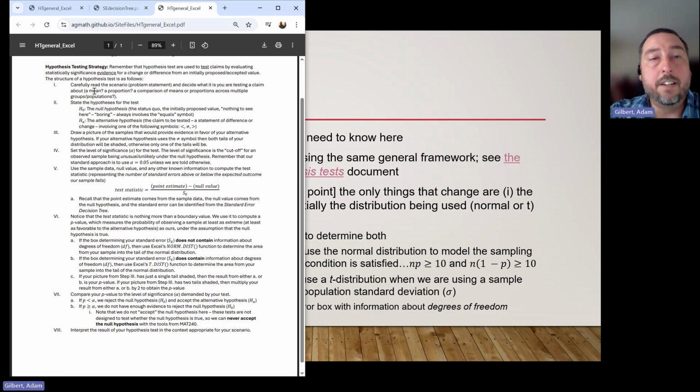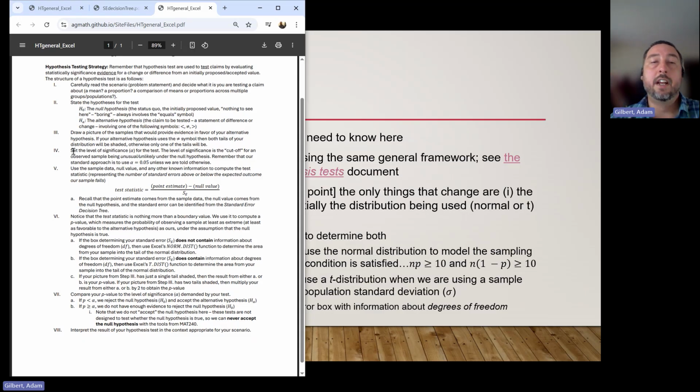So we'll start by reading the scenario. We'll state the hypotheses for the test. We'll always have a null hypothesis and an alternative hypothesis. I'll ask you to draw a picture of the samples that would lead you to believe the alternative hypothesis instead of the null hypothesis. That will help us at the end of the procedure when we're calculating probability. We'll set the level of significance. That level of significance is our threshold for what it means to be unlikely.